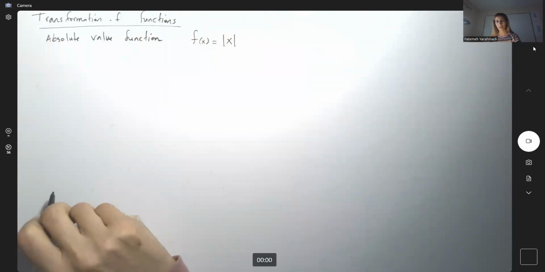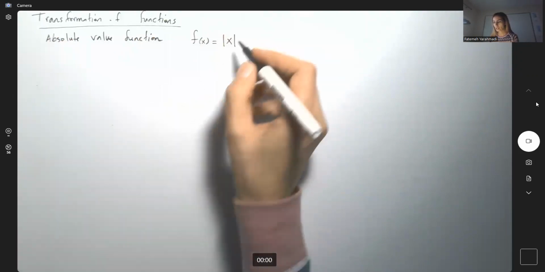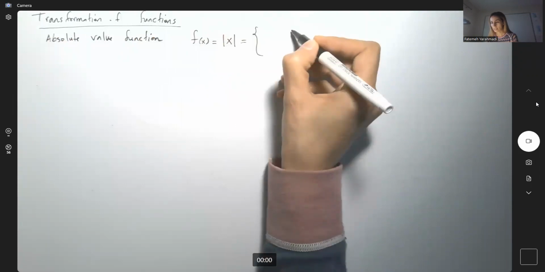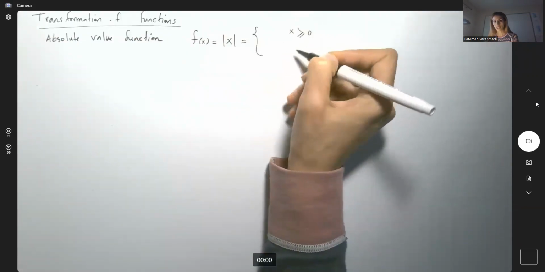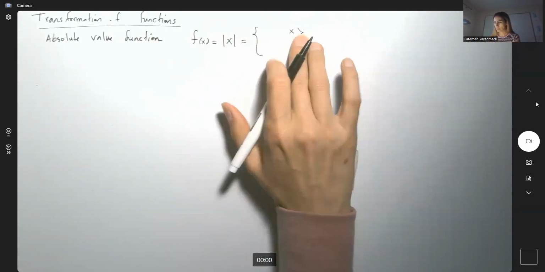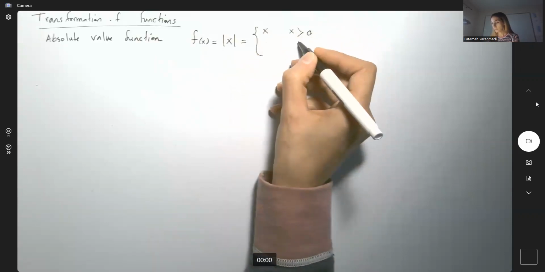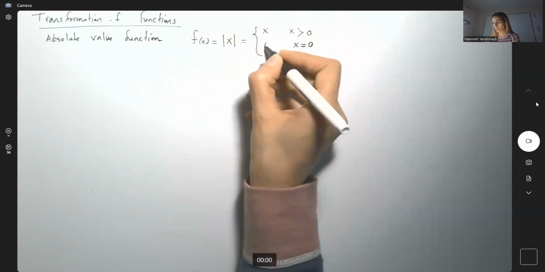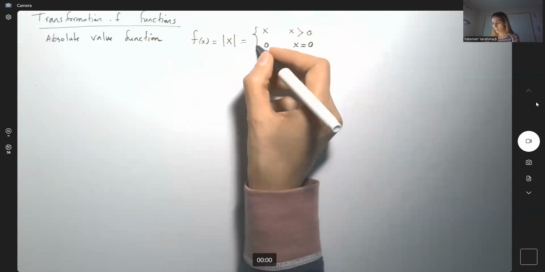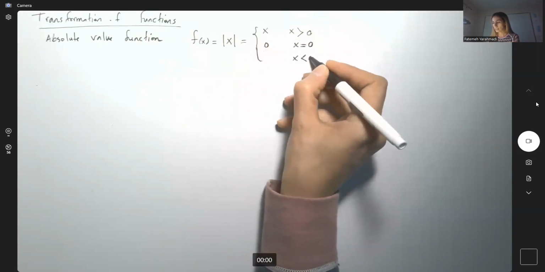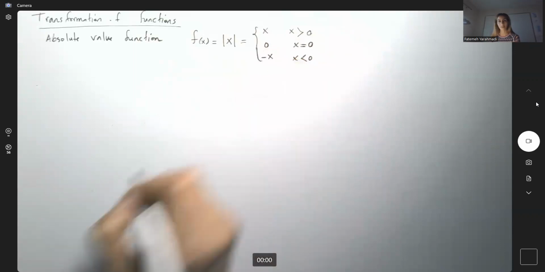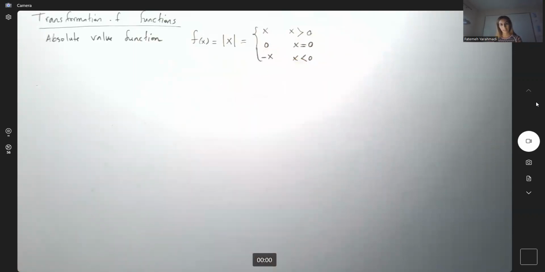And remember that the way that we define absolute value function was, if x is larger than or equal to, let's just write it down, larger than 0, then you get your x back. If x is exactly at the origin, you get 0 back. And if x is a negative number, you have to have a minus sign in front of your x. Very good. So what are the transformations of this function?